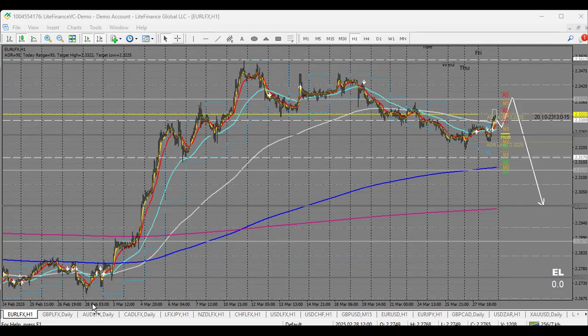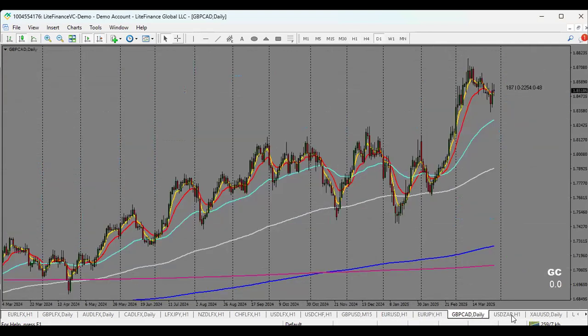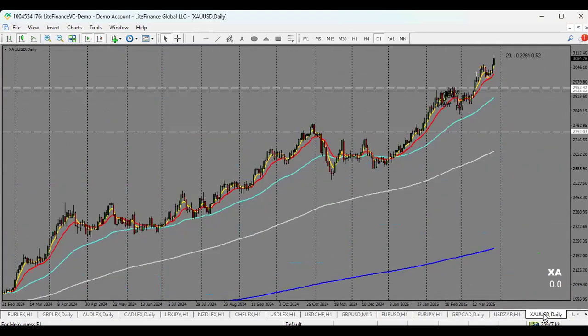So today I'll be analyzing 5 pairs. I'll be looking at EURUSD, EURJPY, GBPCAD, USDZAR, and gold. These are the same pairs that we looked at in the previous week's analysis. So we'll explore key levels, discuss important economic events, and highlight the best possible setups for you.